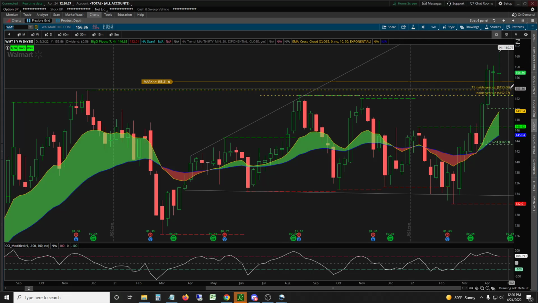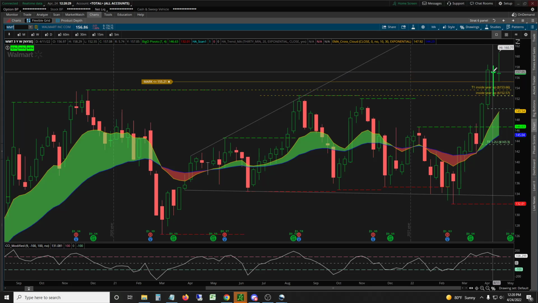So Walmart, we had an inside week here. We had a 2 up. Now we're looking for the 2 down. So now if this candle would have closed way up here, I probably wouldn't have put it on this list because it's still strong.